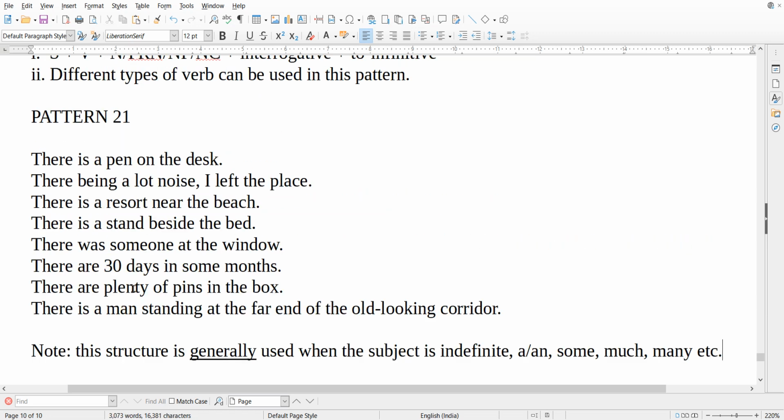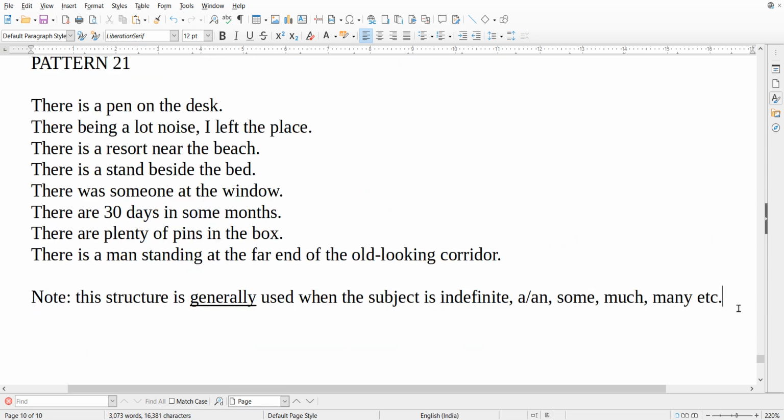The structure is fixed. As you know, you can't use different words here. The structure is there plus be, only be, that is, a form of be, plus subject. That's the structure. So the structure is only be used like that.